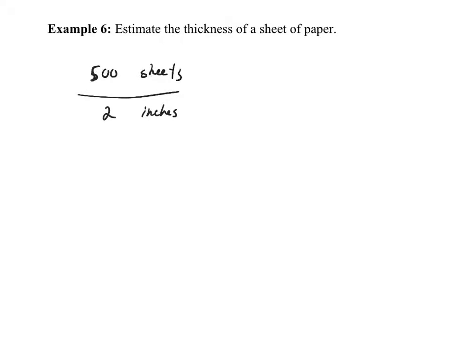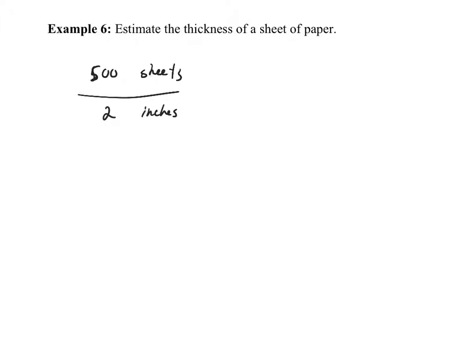So 500 sheets for every 2 inches. I want to know how many inches or centimeters there are per sheet. So what should I do with this value I just wrote on the board? What should I do with it, Seb? Divide it. Yeah, but should I divide the way it's shown? What should I do, Seb? 2 divided by. Yeah, notice that?